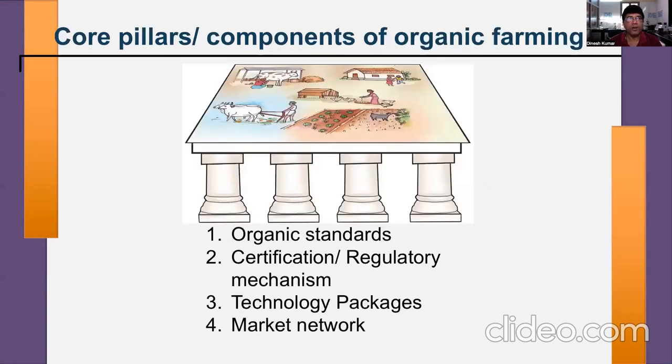I have already discussed this. Now we come to the important point, core pillars or components of organic farming. This is actually the syllabus of organic farming. Any student who is interested to study organic farming, any teacher who wants to teach organic farming, any farmer who wants to start organic farming, he or she must know these 4 pillars, stambh. So the 4 pillars are the syllabus of organic farming. Number 1, organic standards. Number 2, regulatory mechanism. Regulatory mechanism is also known as certification. Number 3, technology packages, and number 4, market network. So we will see all these 4 components, also called components of organic farming, one by one.